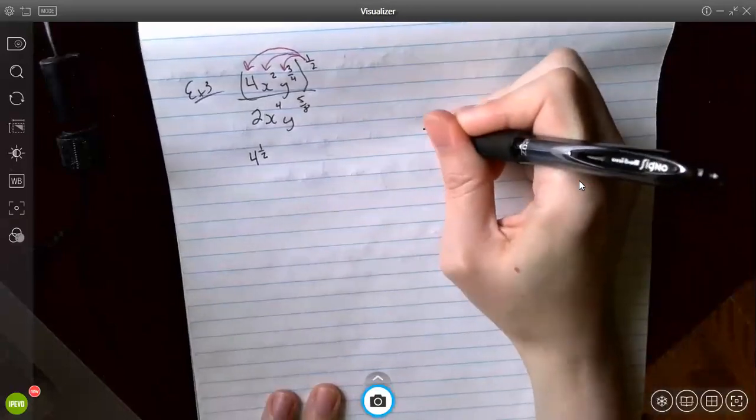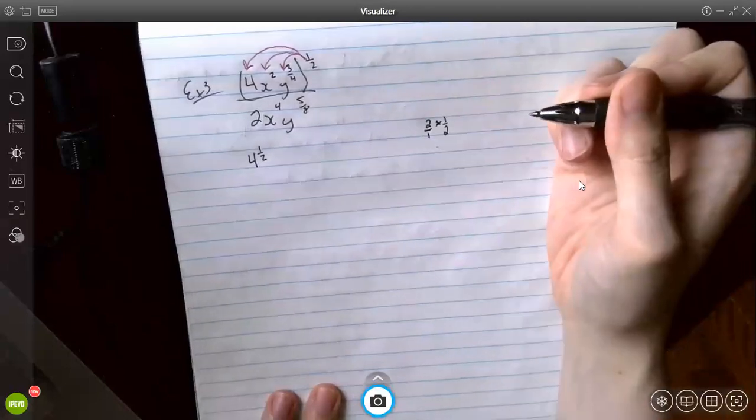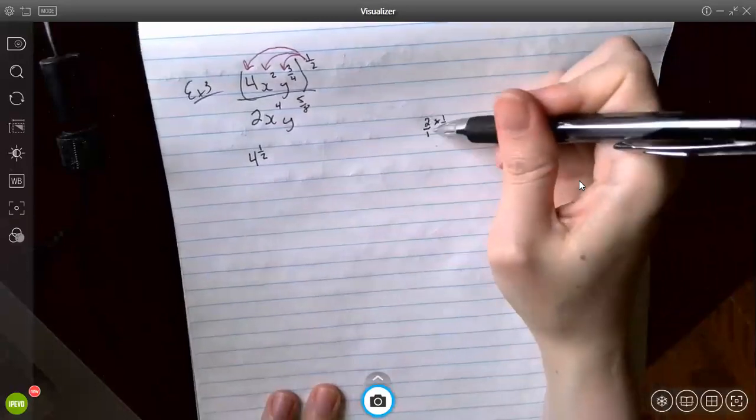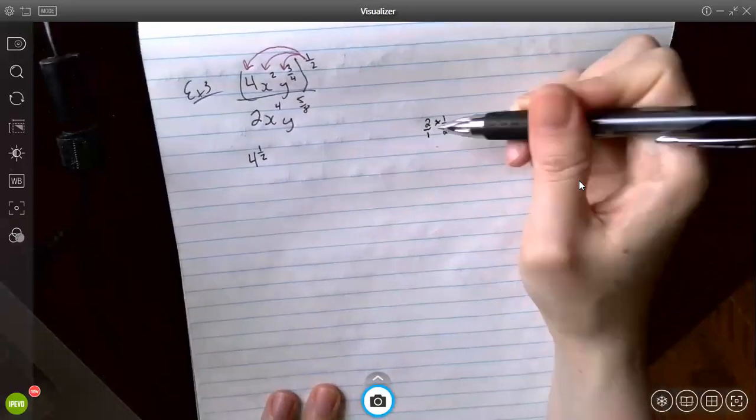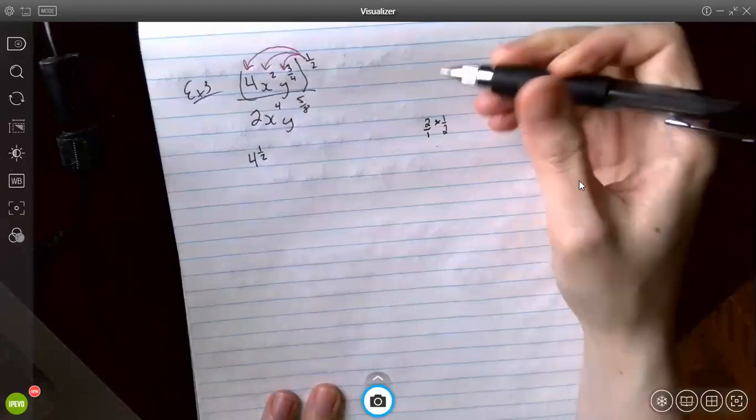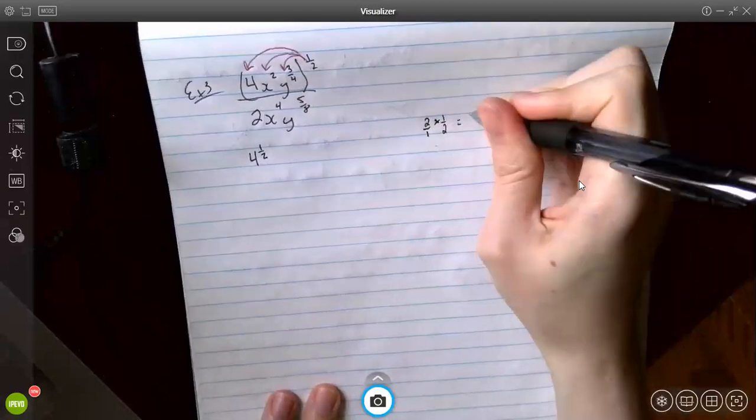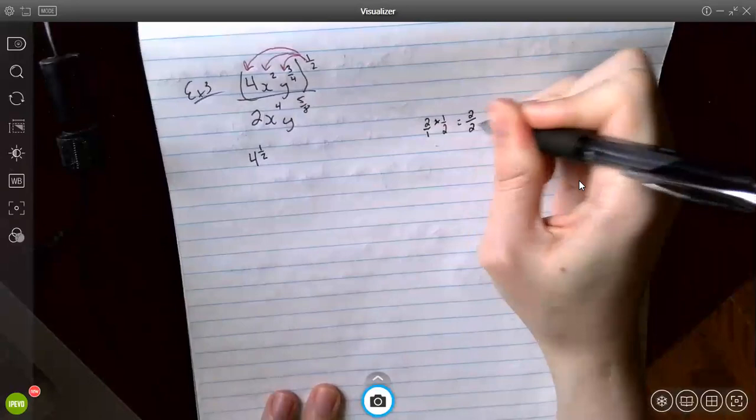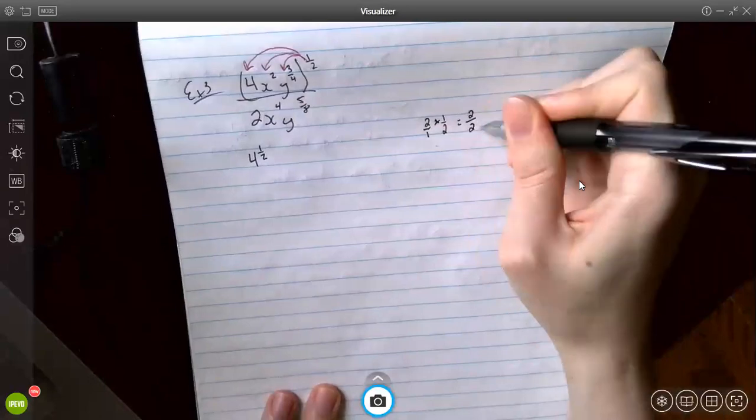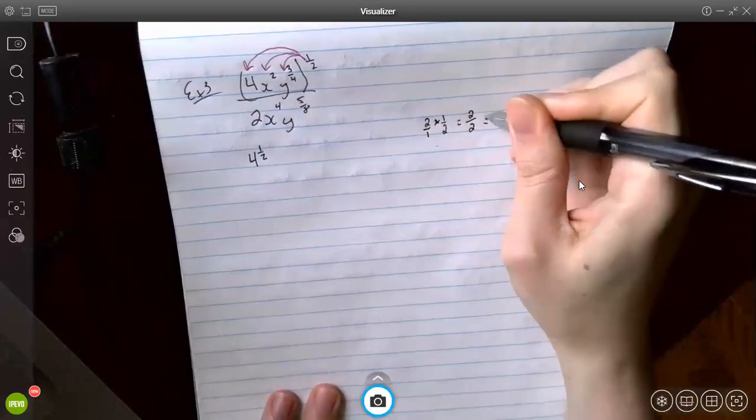So when I'm multiplying fractions, I just make sure that they are both written as a fraction. So I will write my 2 as 2 over 1, and then we just multiply straight across the top and straight across the bottom. So 2 times 1 is 2, 1 times 2 is 2. And then I can simplify that. 2 over 2 is 1.